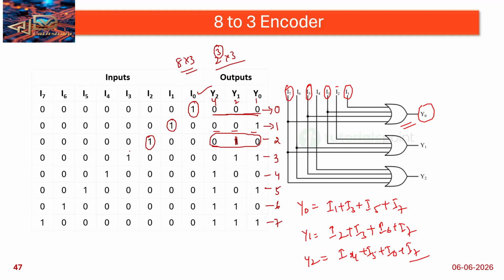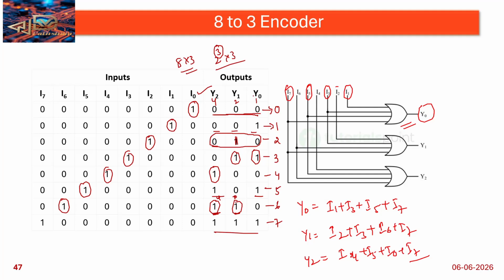And then I3 means Y0 and Y1 are the high values, because 2 plus 1 is 3. Okay, I4 means Y2 is the output side, because that is the 4 value. And then I5 means 4 plus 1, so Y0 and Y2 are selecting. And I6 means Y2 and Y1 will be selecting, because 4 plus 2 is 6. And then 7 means triple 1, all are ones.